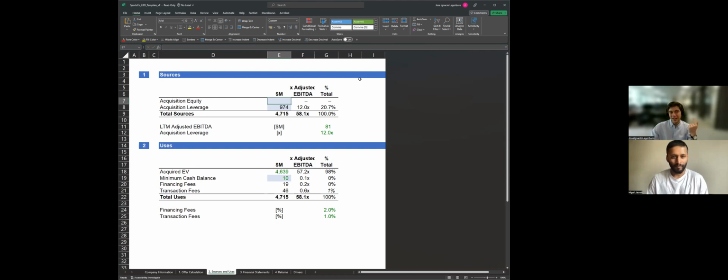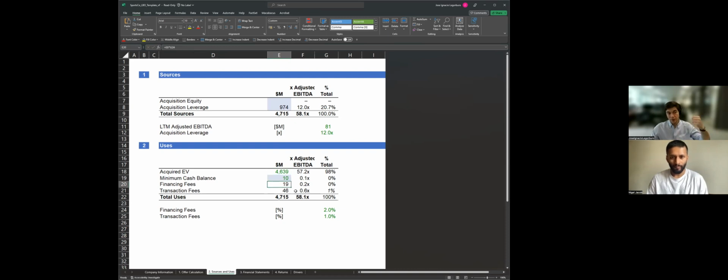Something that gets lenders very comfortable normally is because of this, right? So I need to fund in total 4.7 billion, which is just 4.6 billion of enterprise value plus 10 million that I want to fund into the company so that they can run.